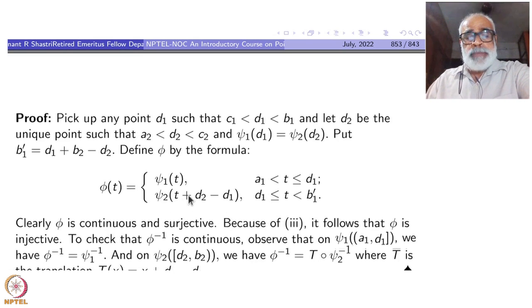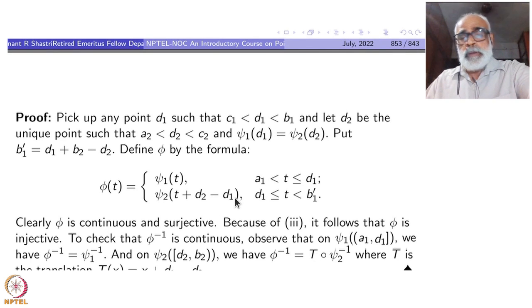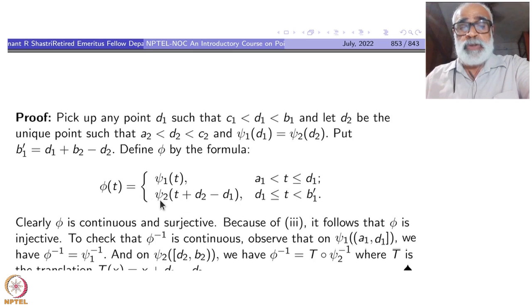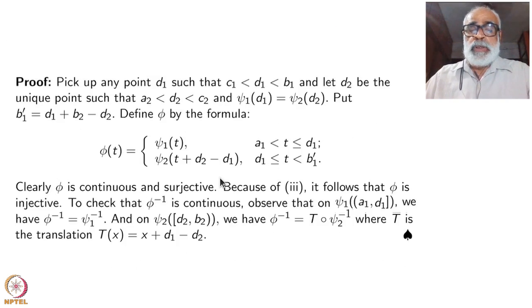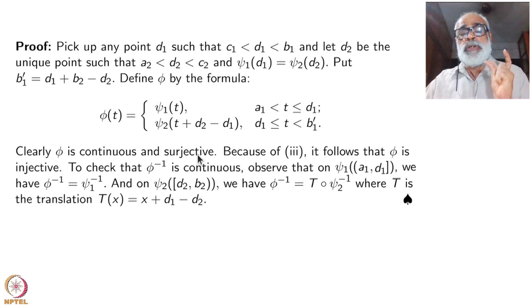So if you take psi 2 of t plus D2 minus D1, when t equals D1, what happens? D1 and D1 cancel, this is psi 2 of D2. So psi 1 of D1 and psi 2 of D2 coincide. So this map is well defined. This part is continuous, this part is continuous. So phi is a continuous function from this interval A1 to B1 prime inside X. Everything goes inside U1 union U2. It doesn't go outside that.